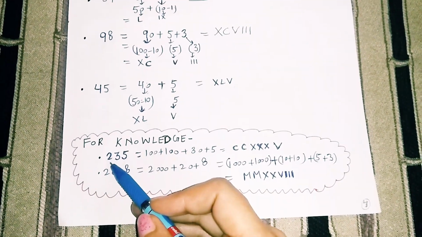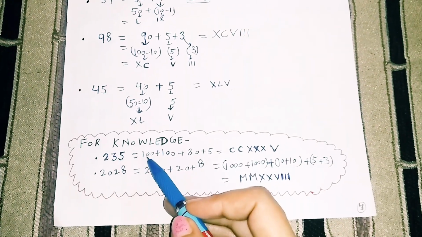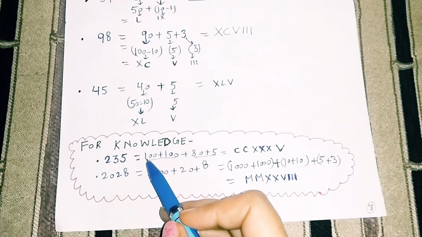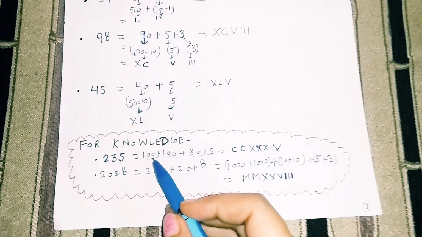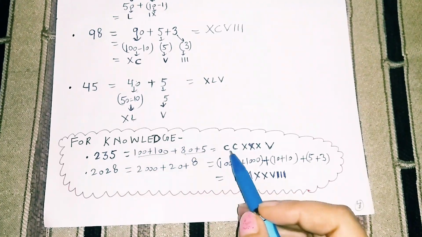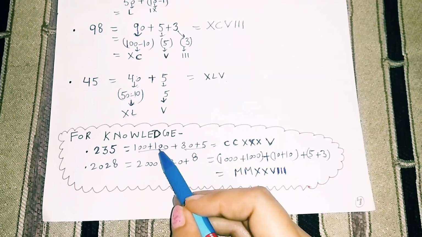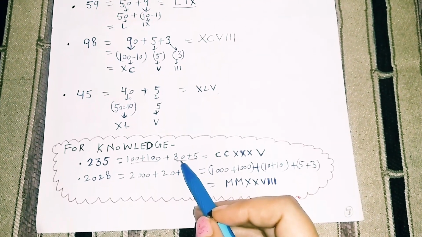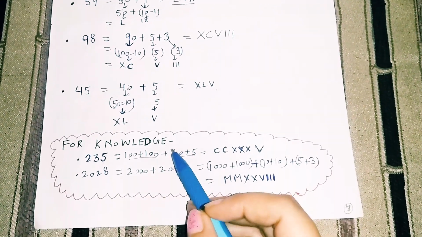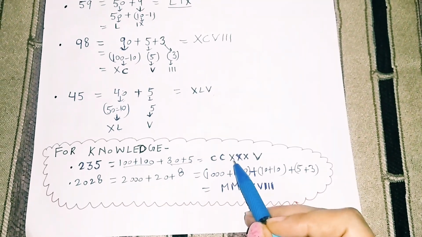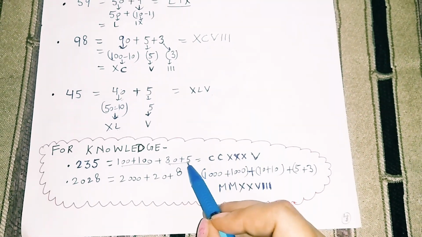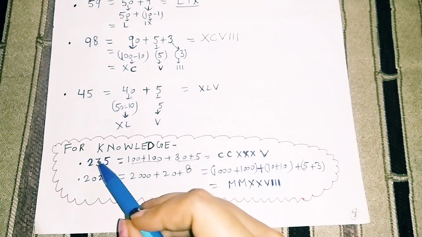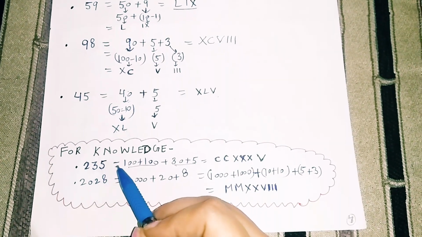235. Now 200 you can break as 100 plus 100 and 35 as 30 plus 5. Now what was the symbol or Roman numeral for 100? It was C. So I will repeat C 2 times because there are 2 hundreds. So CC. What was the Roman numeral for 10? Because I can break 30 further into 10 plus 10 plus 10, it will be XXX. And the last one is 5. So CCXXXV will represent number 235.